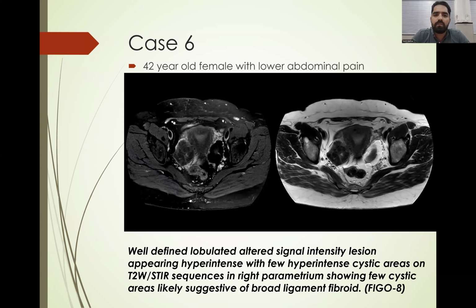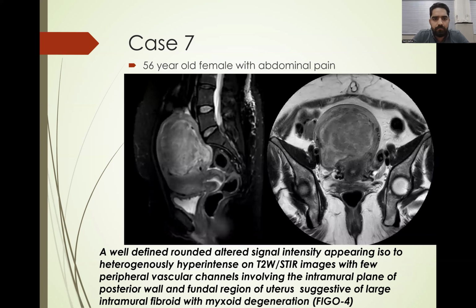Case 6 is a 42-year-old female with lower abdominal pain, and you can see a well-defined lobulated altered signal intensity lesion appearing hyperintense with few hyperintense cystic areas on T2 STIR sequences in the right parametrium, likely suggestive of broad ligament fibroid with cystic degeneration. It comes under the FIGO 8 classification.